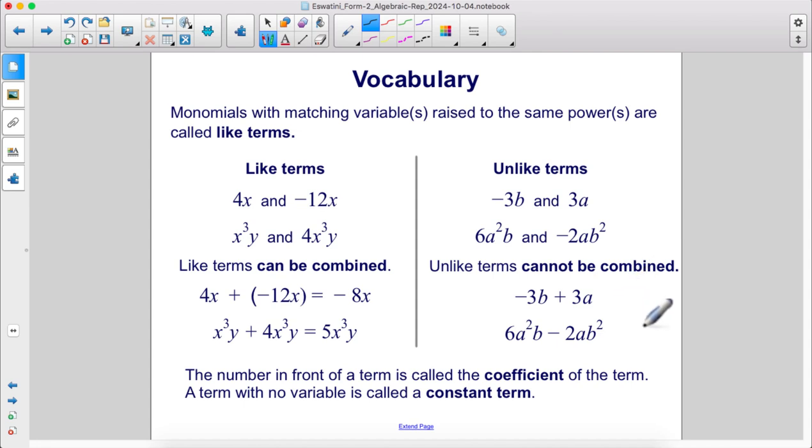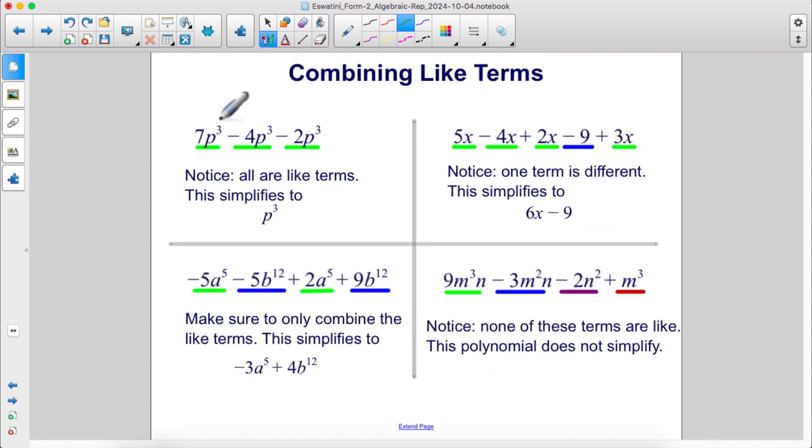The number in front of a term is called the coefficient of the term. A term with no variable, so no letter, is called a constant term. So that would be like a number, like 10. Here we have 7p cubed minus 4p cubed minus 2p cubed. They are all like terms. Therefore, we can add the coefficients together. 7 minus 4 is 3, minus 2 is 1. Therefore, this simplifies to p cubed, or 1p cubed.